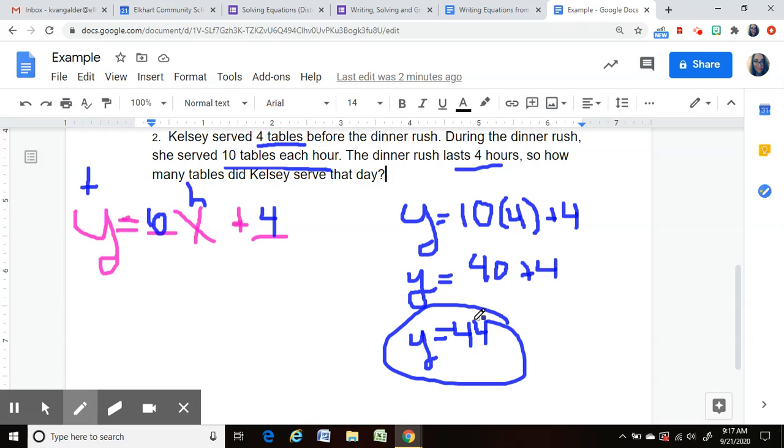44 tables. If you have any questions on this assignment, please make sure that you email me or Miss Newton. On Fridays, Miss Newton hosts Google Meets. Make sure you attend that if you have any questions as well.